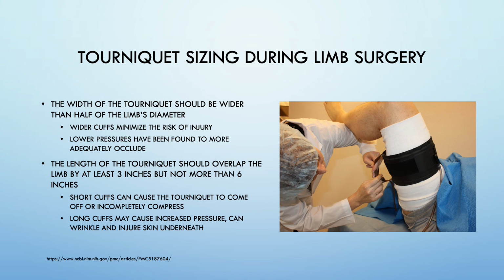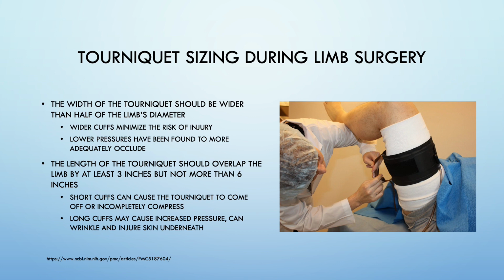This gap in knowledge was regarding tourniquet sizing in limb surgery. Now, oftentimes we don't necessarily decide on the tourniquet that the surgeons use during different surgeries, but it is important to understand that a tourniquet is being used and how to avoid some of the complications of the tourniquet itself. So the topic of this question was that the width of the tourniquet should be at least half of the limb's diameter.